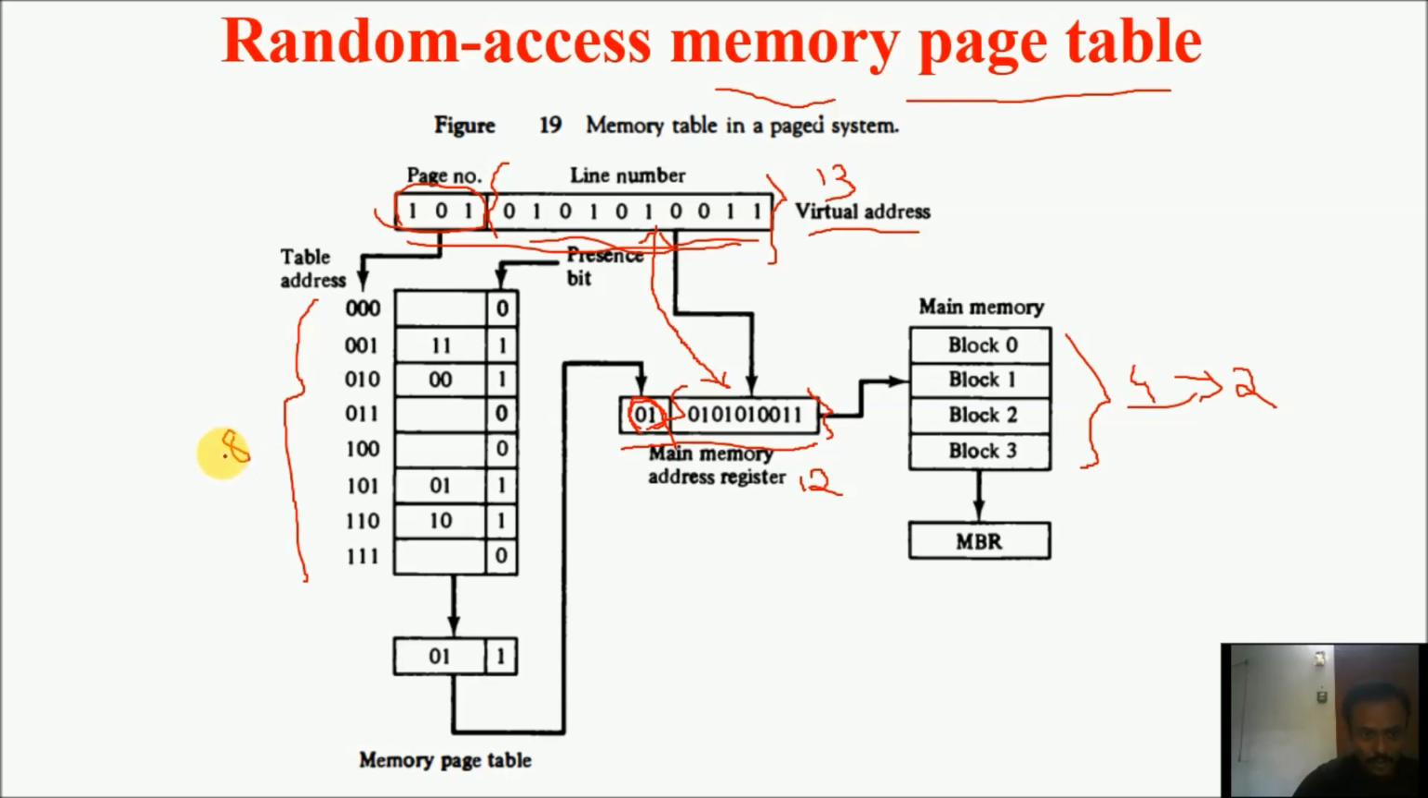Here how many pages are there? 8 pages are there. To indicate the 8 pages, how many bits will be required? 3 bits will be required. That's why here 3 bits are used to indicate the page number. So at first the CPU will generate this virtual address. From this virtual address, what is our main purpose? The main purpose is to convert this virtual address to physical address. But the virtual address size is 13 bits, while the physical address size is 12 bits, but the last 10 bits are equal. So you can directly copy these last 10 bits. But these 3 bits will be converted into 2 bits.